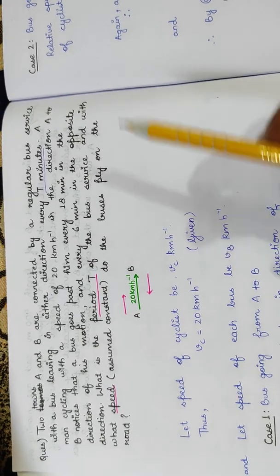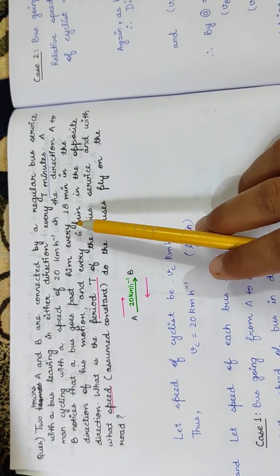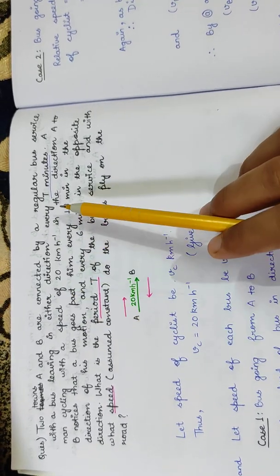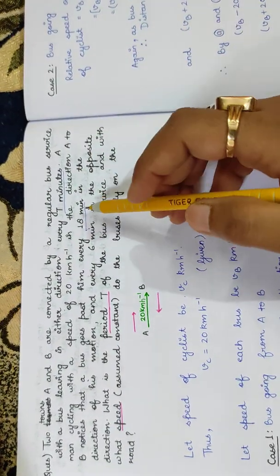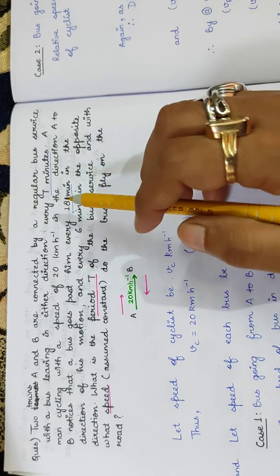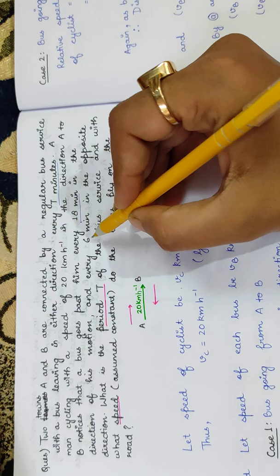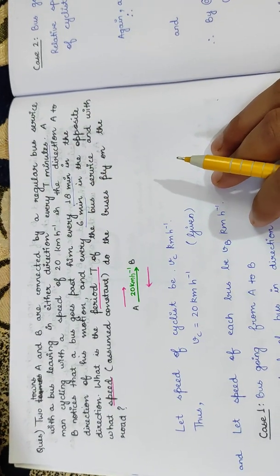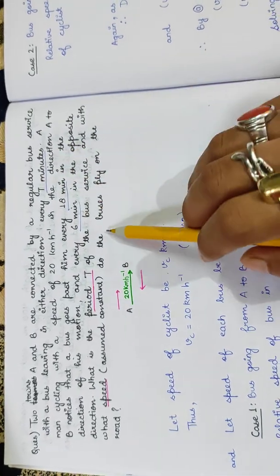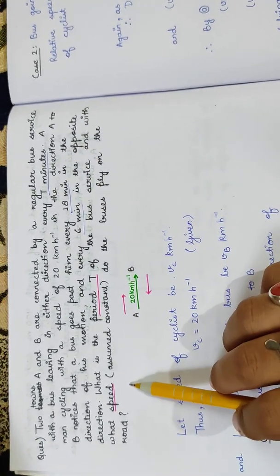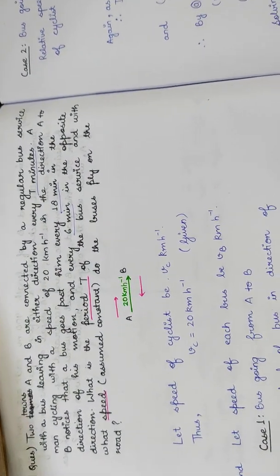Now what we have to find: there is a cyclist who is cycling at a speed of 20 km/h, and a bus passes him in his direction of motion every 18 minutes, and in the opposite direction a bus passes him every 6 minutes. Fine. So we have to find this time t of the bus service, and with what speed the buses ply on the road. Fine, we have to find the speed of these buses.